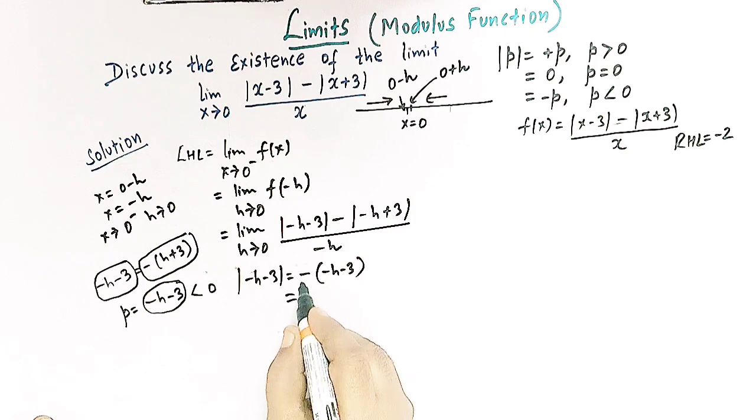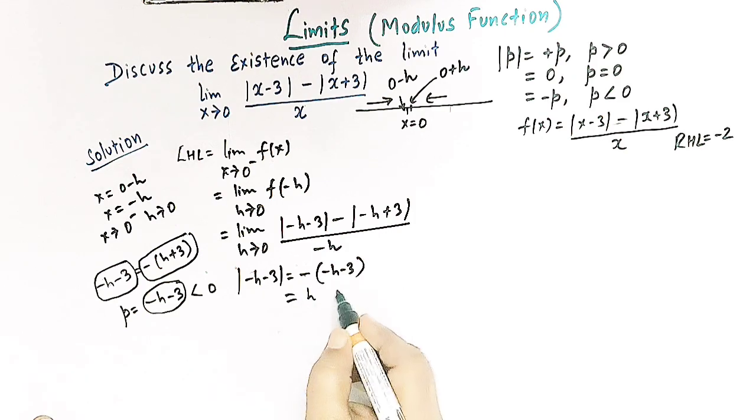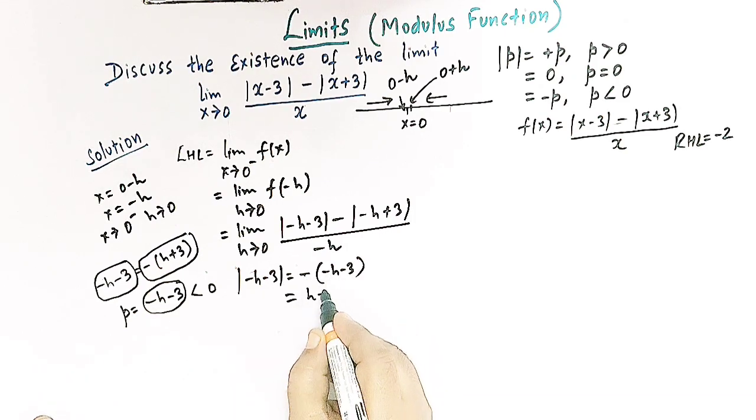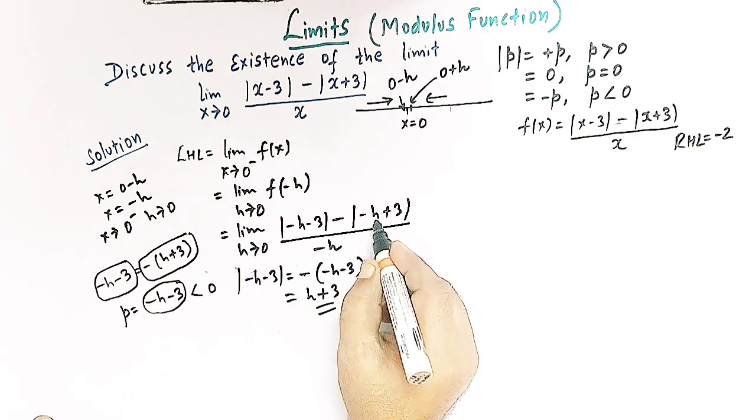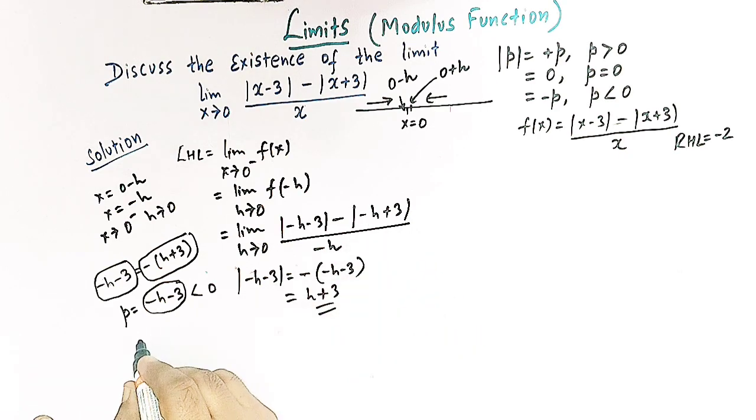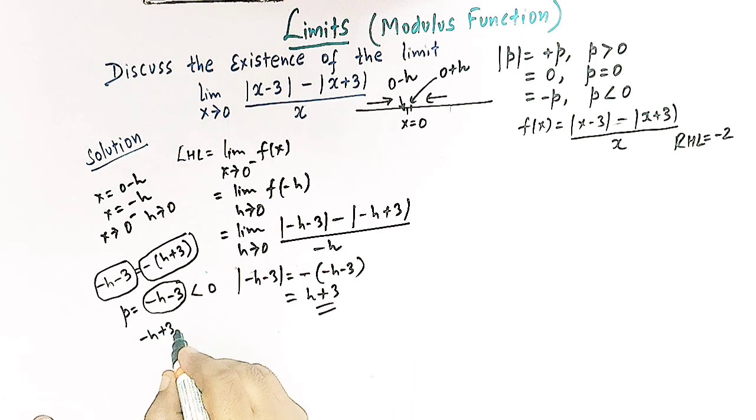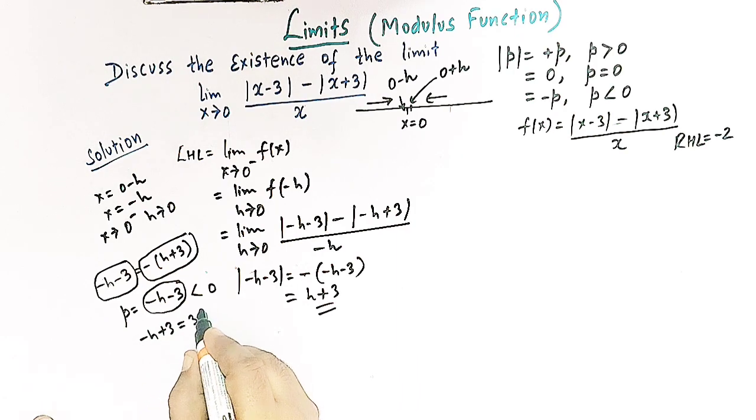So here we have minus minus plus, so we have simply h plus 3. And similarly, here we have minus h plus 3, which can be written as 3 minus h.